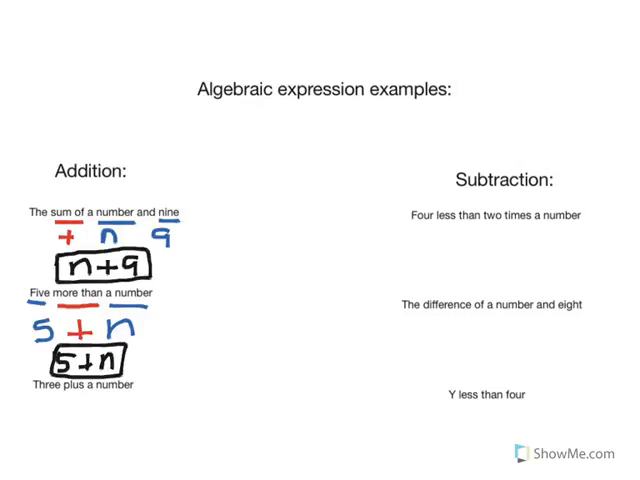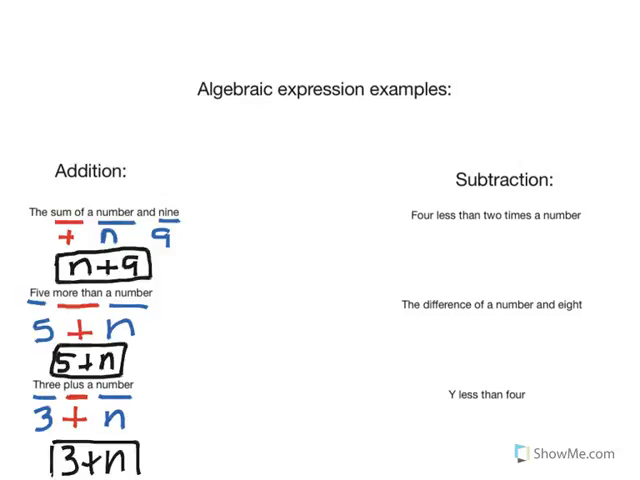3 plus a number. Plus is the key word. 3 and a number. 3 is 3. A number is the variable, so we're going to put n for the variable, and plus is the addition sign. So we're going to write it out again. 3 plus n is your answer. It's your expression. Now on to subtraction.